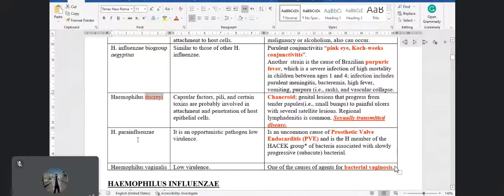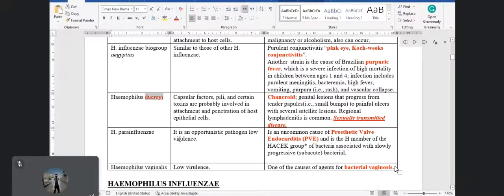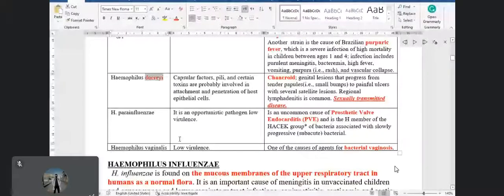Haemophilus parainfluenzae is actually an opportunistic pathogen. It is less virulent than H. influenzae, and it is part of the HACEK group, the bacteria associated with prosthetic valve endocarditis, and it might also induce pneumonia, but it's actually subacute. There's a low virulent microorganism which is part of the bacterial vaginosis.